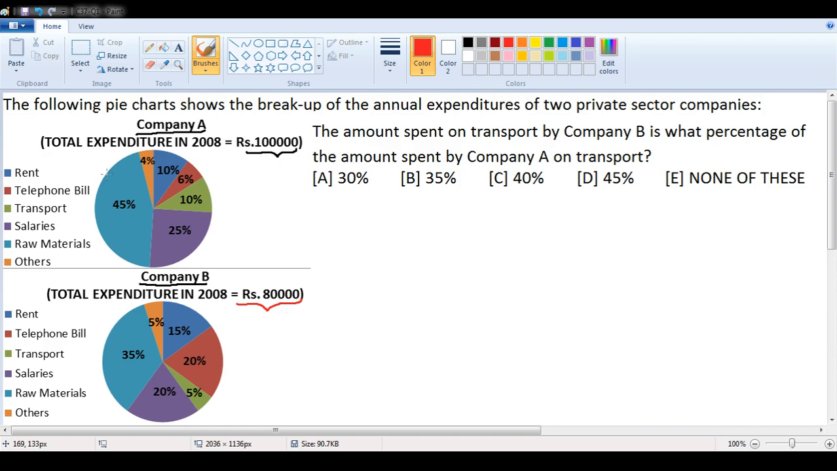Expenditures are split into variants: rent, telephone bill, transport, salaries, raw materials and other miscellaneous things. Same parameters are there for company B also, but the values are given in terms of a pie graph, which has varying values for different parameters and different companies, right? All the values are already there in the graph itself, so it is not a caselet of missing DI, right?